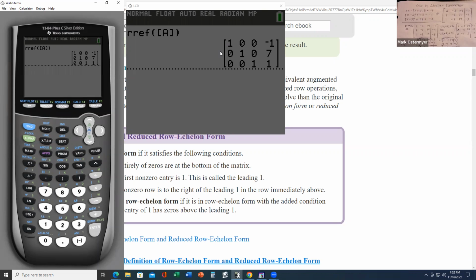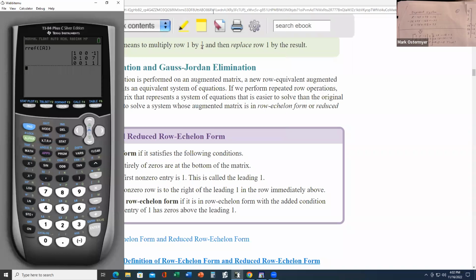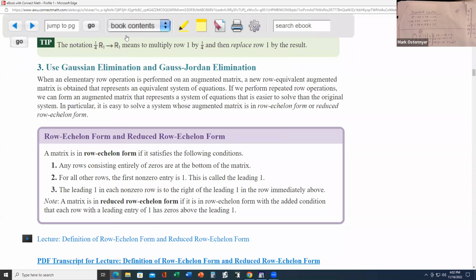Ladies and gentlemen, I need to show you a couple of cases. So far, all of our systems have had one solution, one ordered pair solution or one ordered triple solution. All right. Do you think these systems are always going to have one solution? No. We've discovered in the past that systems of two linear equations, two unknowns, or three linear equations, three unknowns, can either have one solution, no solutions, or infinite number of solutions.